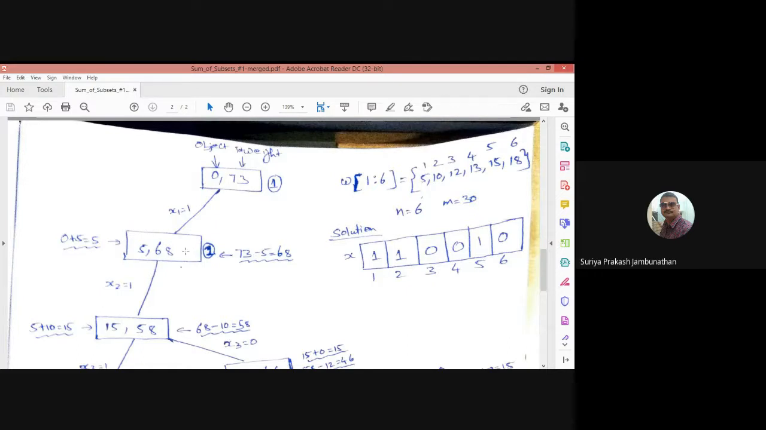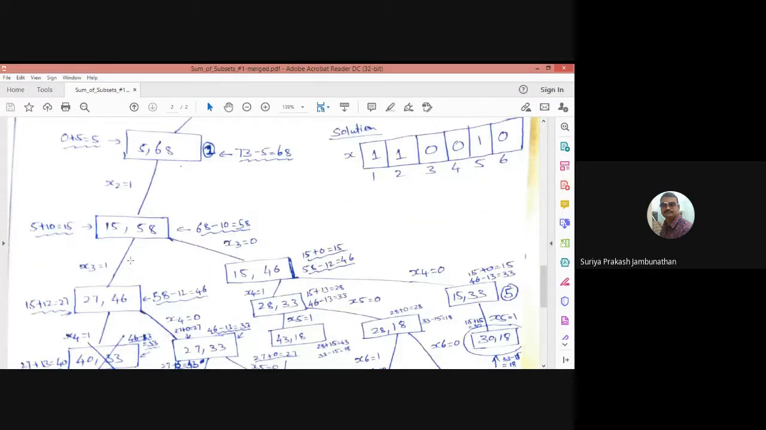Next, we consider x2. When considering x2, the next value is 10. The previous object value is 5, so 5 plus 10 is equal to 15. We put 15 here. For the weight, the previous weight is 68, and 68 minus 10 is equal to 58. We put this 58 here. So this is the next level: this is the root node, this is the first subnode, and this is the second subnode.